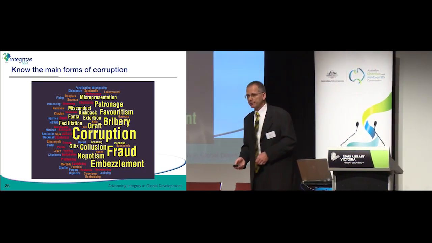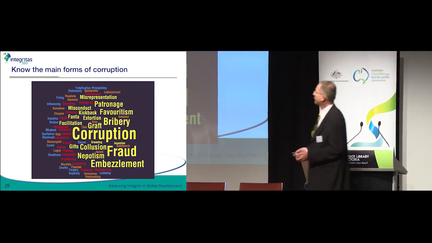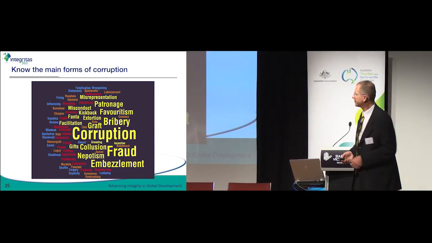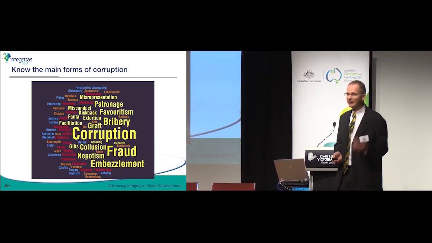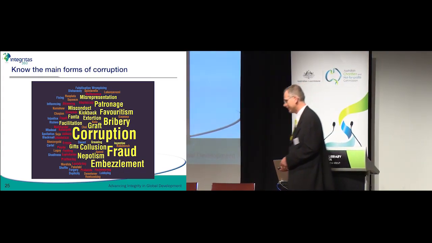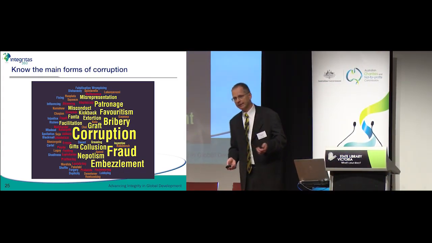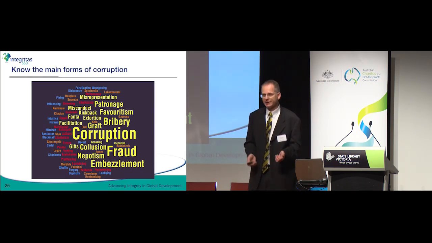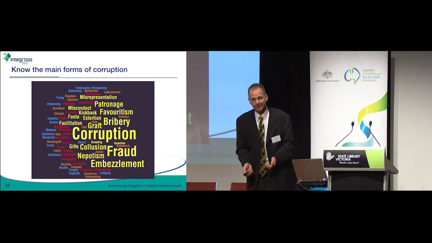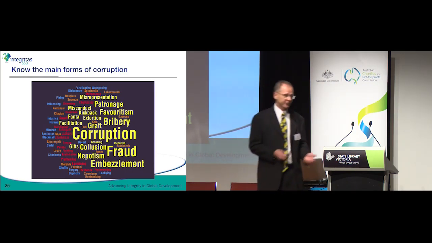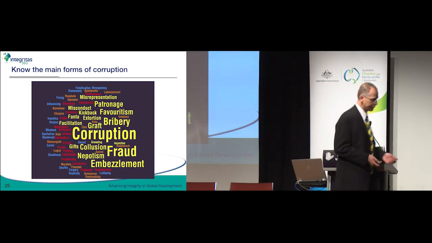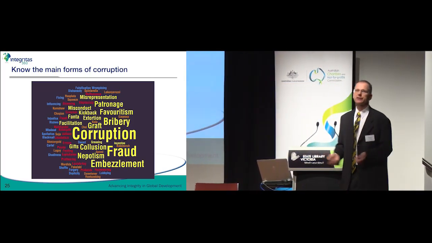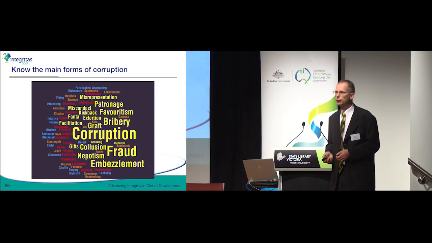So once we know our corruption profile, the next question is, we have to know the main forms of corruption. And there are significantly different amounts of corruption. There's one academic who's actually identified 160 different types of corruption. And again, the different types of corruption and the exposure to different types of corruption will differ depending geographically on where you are in the world.